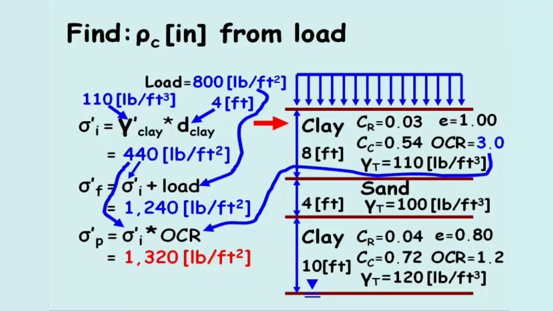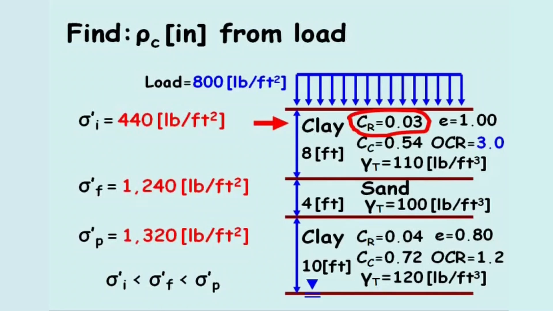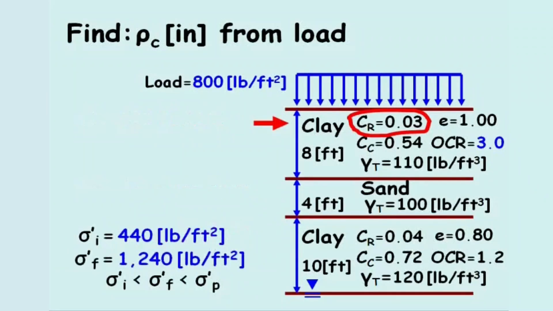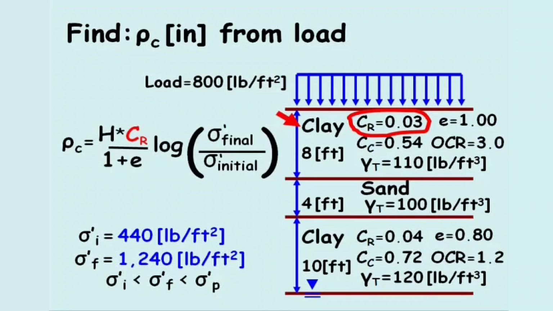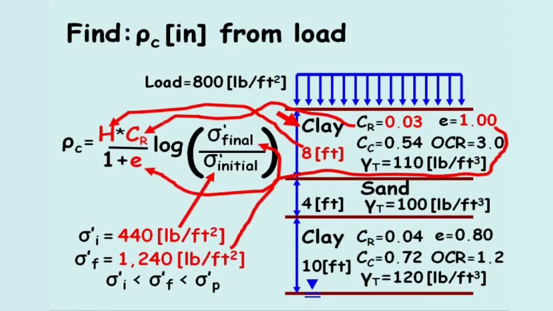Since the final stress is less than the pre-consolidation stress, the settlement at a depth of 4 feet is only along the recompression curve. For this problem, we'll assume this is true for the entire 8-foot thick layer of clay. So we substitute in our known values and find the settlement in the top clay layer equals 0.65 inches.